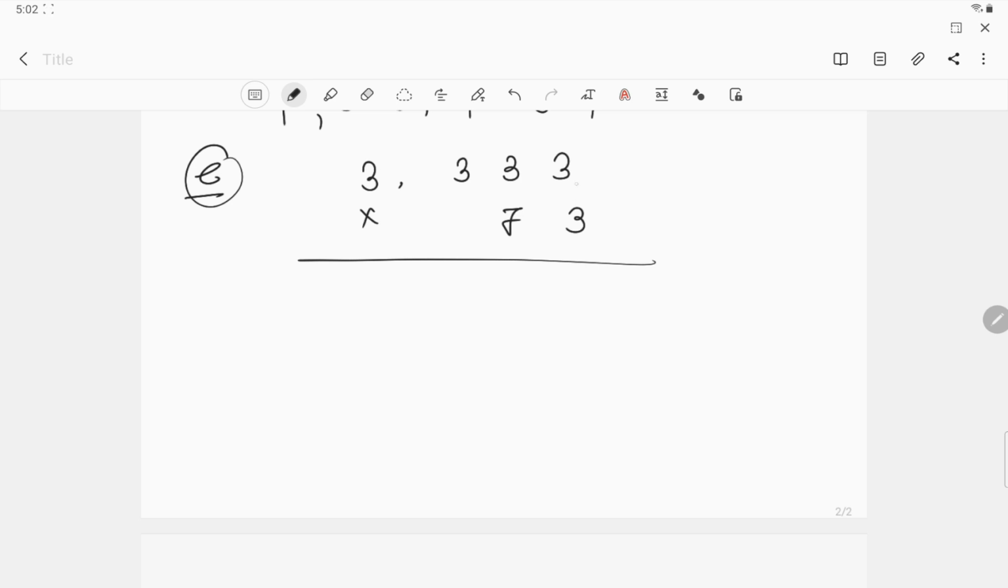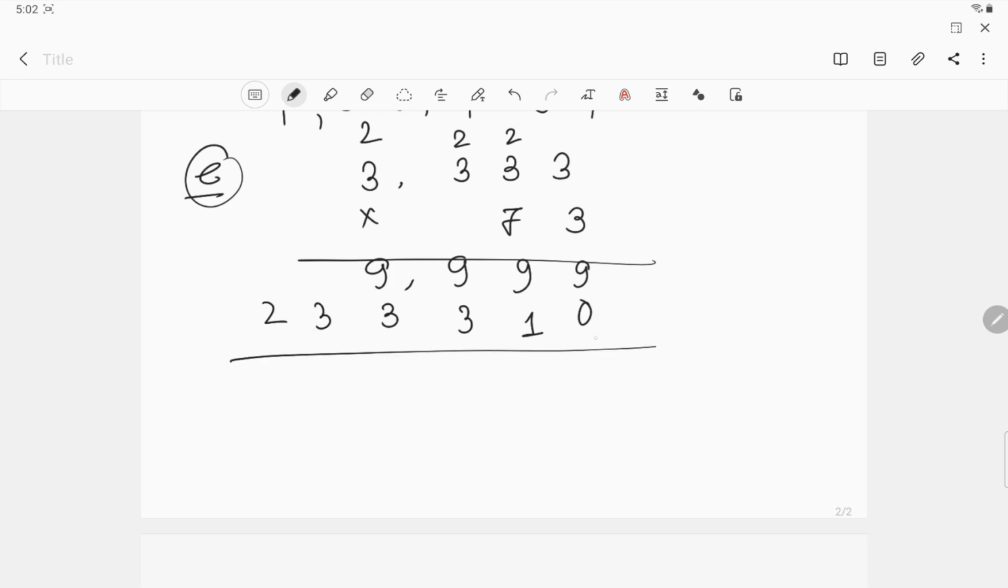Now I'm doing question number E. 3 3s are 9, and so on for the four places. Now it will be 0. 7 3s are 21. Carry 2. 7 3s are 21. 21 plus 2 is 23. Carry 2. 7 3s are 21. 21 plus 2 is 23 and carry 2. 7 3s are 21. And it will be 23.